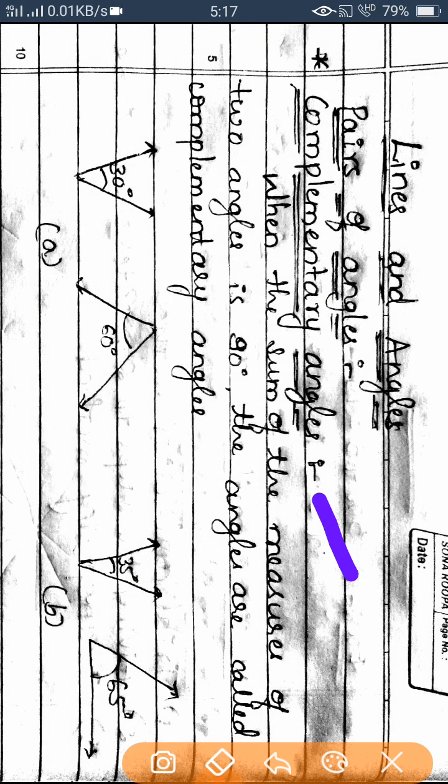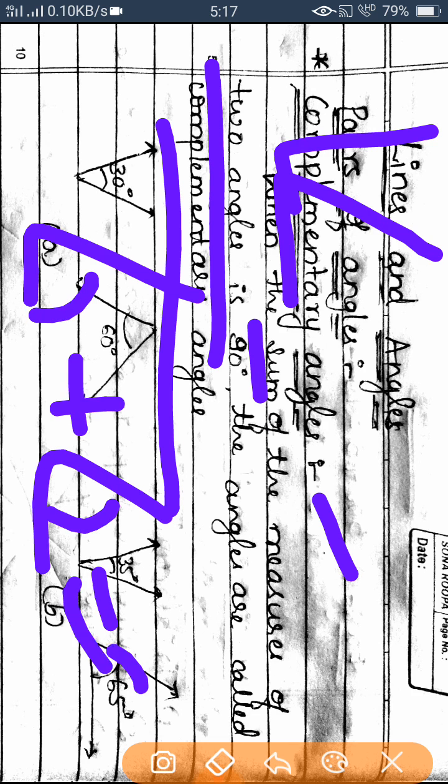Actually you have studied all this in a previous class, I am just revising. So what is the definition of complementary angles? When the sum of the measures of two angles is 90 degrees, the angles are called complementary, whether they are side by side or separate. If you add, you must get 90 degrees.